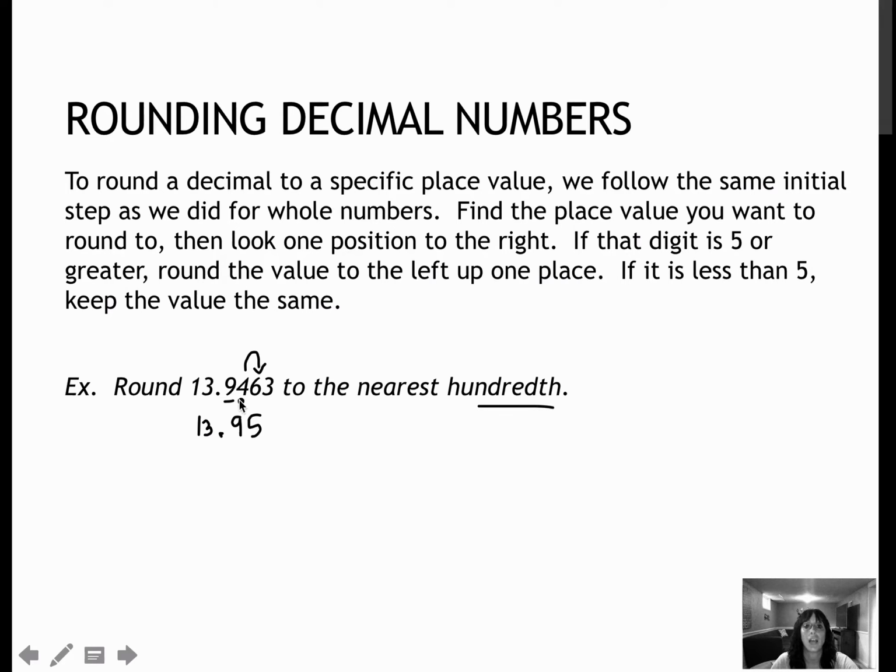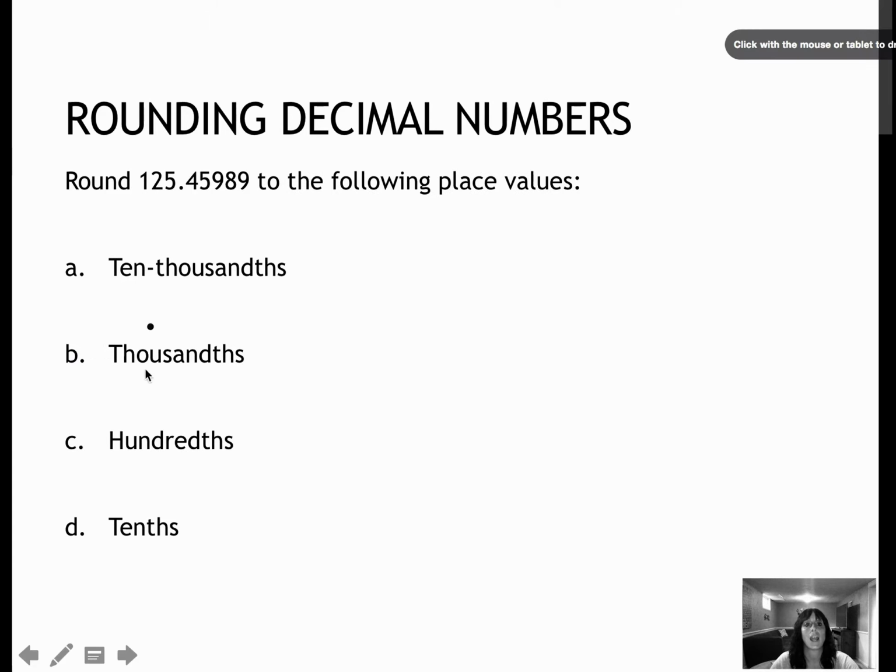So again, you find the hundredths place, you look one digit to the right, and then decide to round up or to keep that value the same. So let's try this value, 125 and 45,989 hundred thousandths to the following places. So we're going to start with 10,000ths. So this is tenths, hundredths, thousandths, 10,000ths. Starting at the 8, I look to the right. The 9 says I must round up.